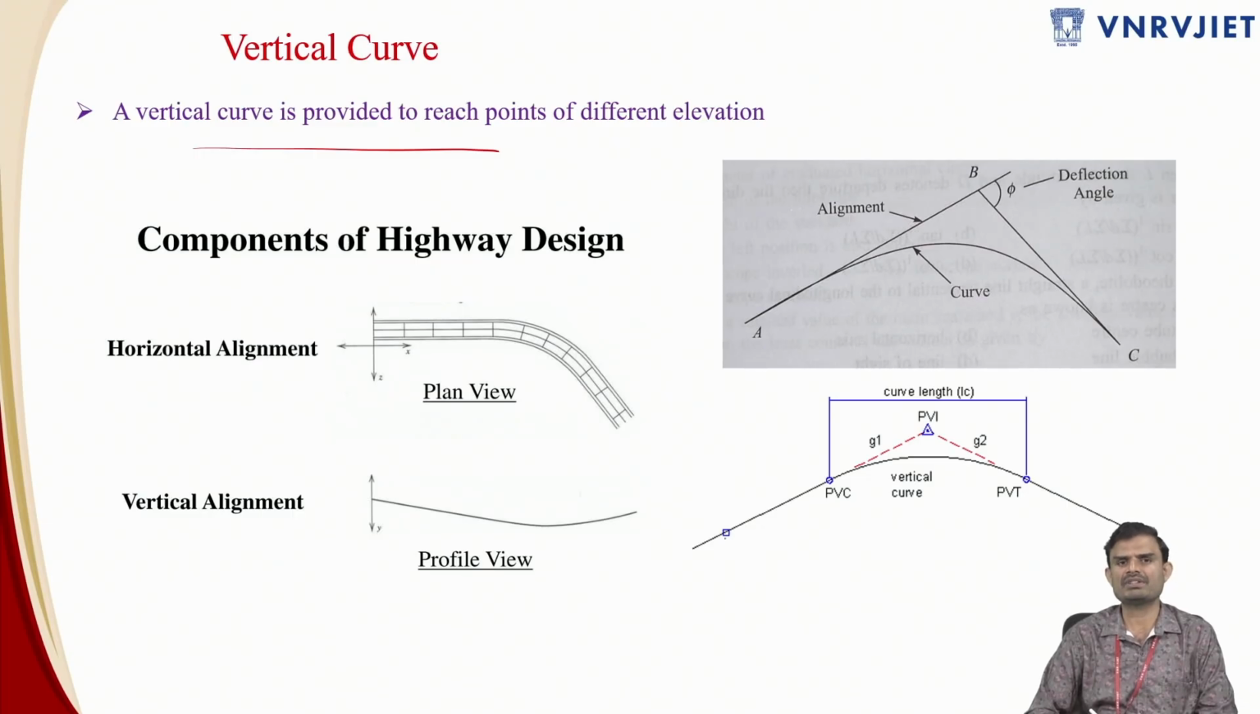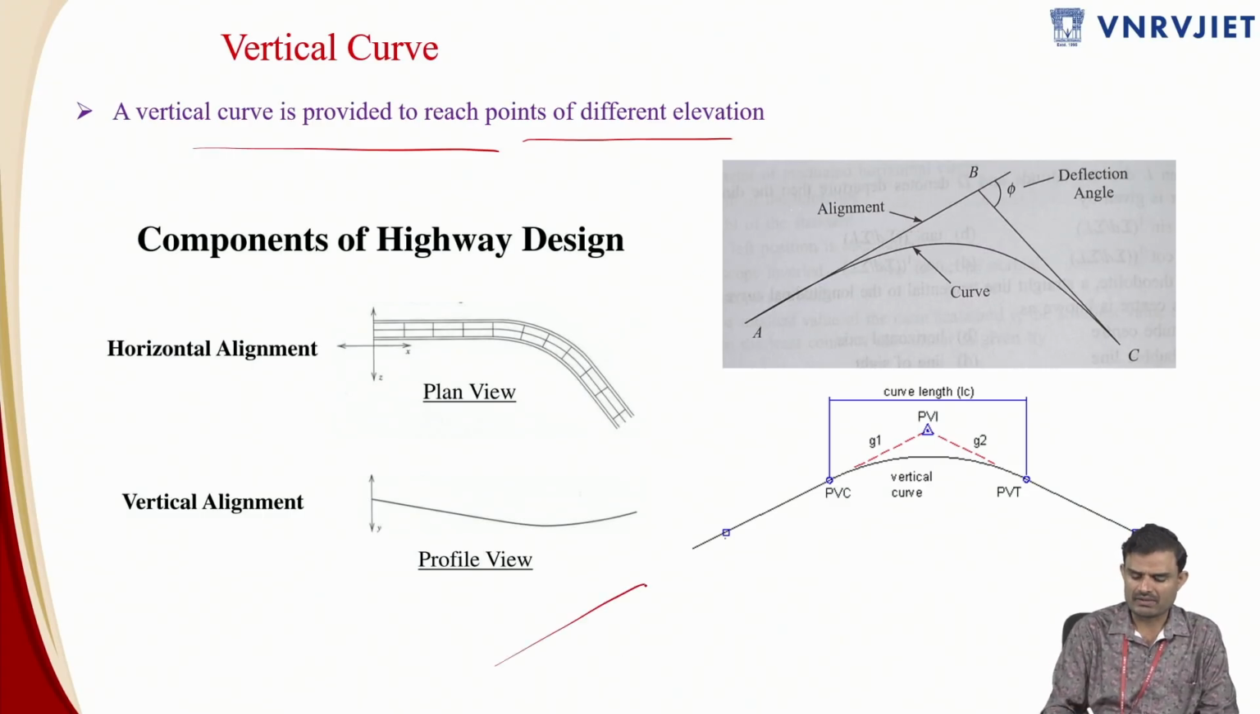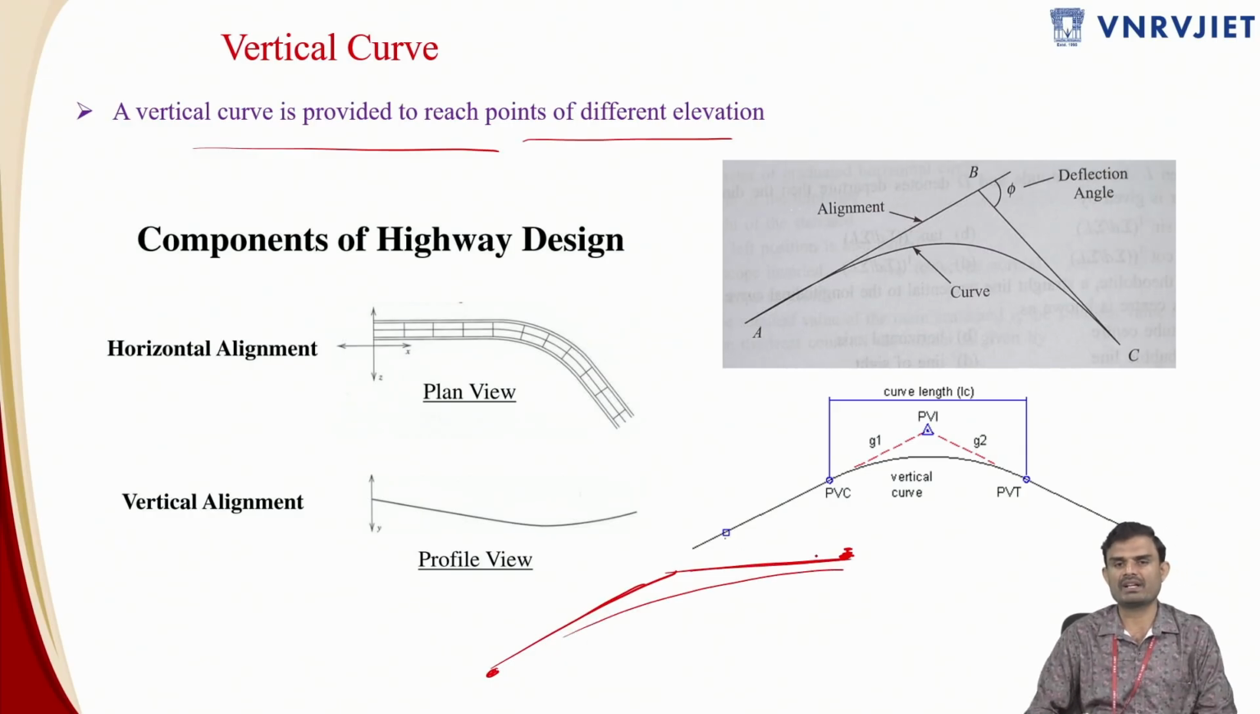Whereas with a vertical curve, you are traveling at one level and you want to end up at a different level. That is why you provide a vertical curve: to reach points of different elevation. You are at this point and you want to reach this elevation, so you provide a rising gradient followed by a curve like this, which results in the formation of a vertical curve. That is the main purpose of providing a vertical curve: to reach points of different elevation.